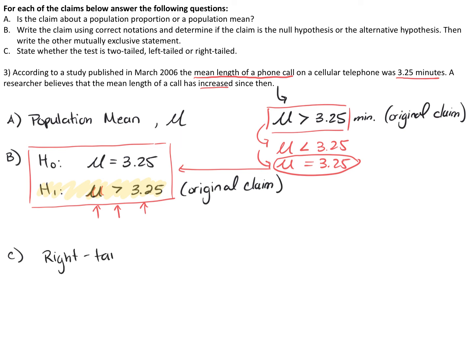So right tail test. And then when you start taking a look at your results, you're going to be looking at the sampling distribution for sample means. And right tail means that your critical region is going to lie all on the right tail of that distribution.